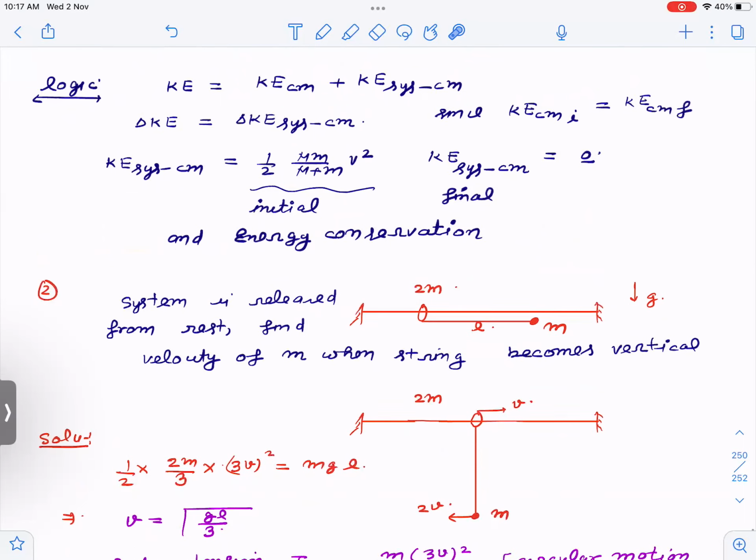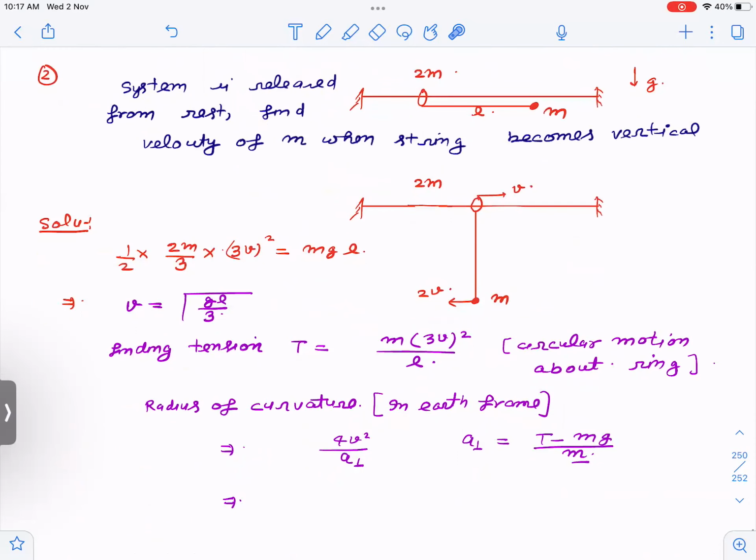So let us do one more question very quickly. All the questions you can do just in one line. In this question, there are 2m and m: this is a ring, this is a point mass, and the system is released. Gravity is in the downward direction. The velocity, tension, radius of curvature, all kinds of things are asked in the question. The idea is that if you find this velocity, you can answer all these things very easily.